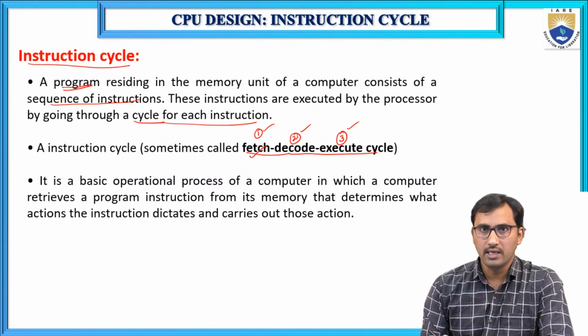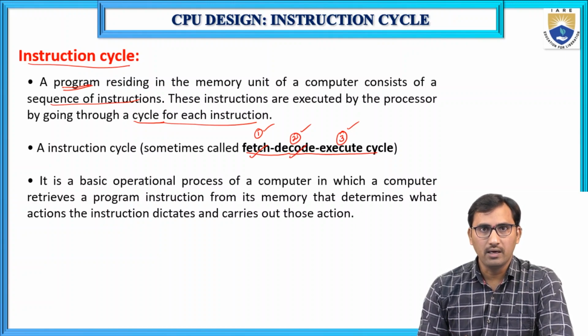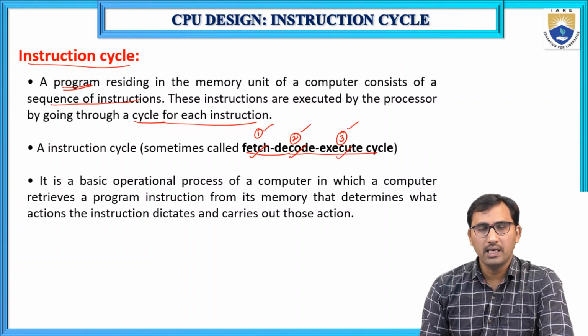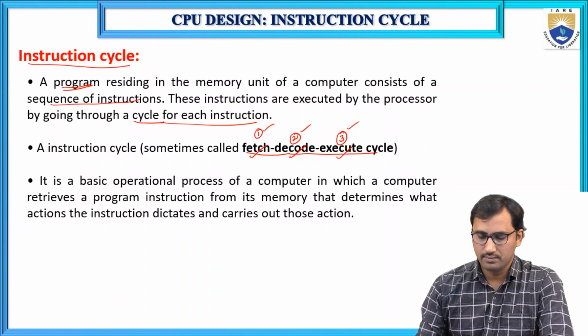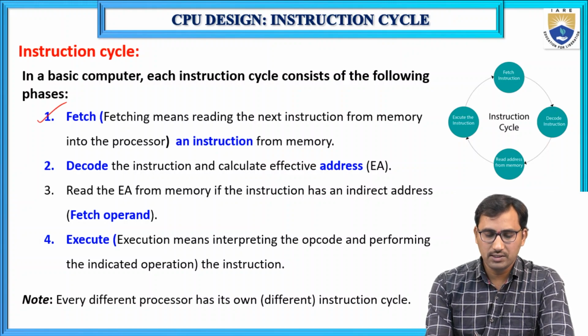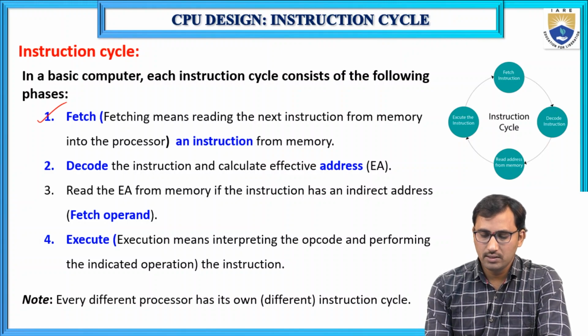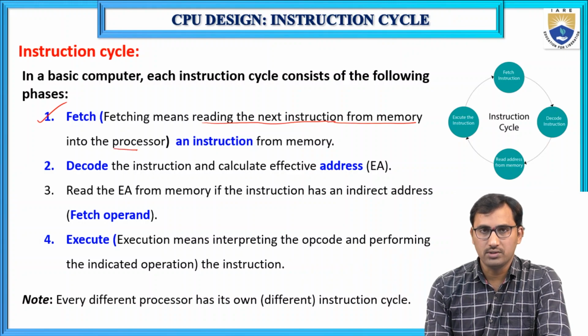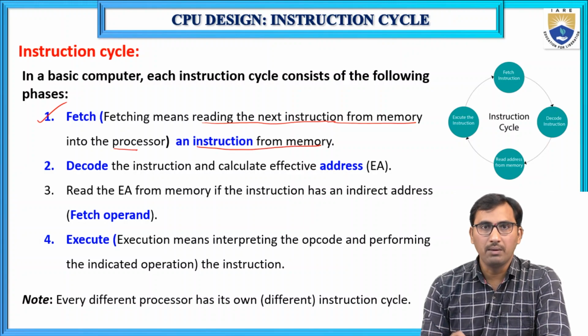Fetching means retrieving from the memory. Decoding means converting the human understandable language to the machine understandable language. Execution means performing or implementing those operations. And these are the different phases of the instruction cycle. The first phase is fetching. Fetching means reading the instruction from the memory into the processor, reading or retrieving an instruction from the memory.